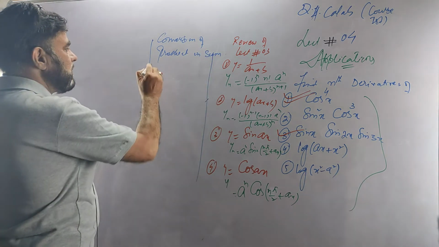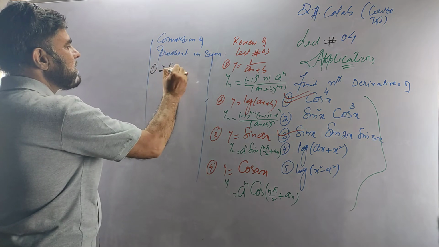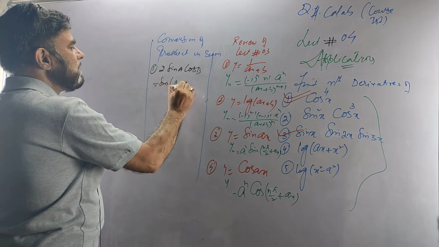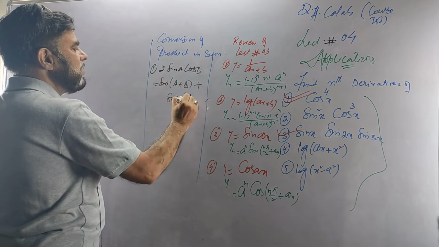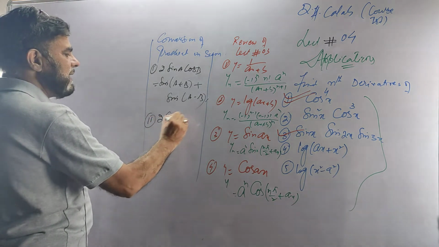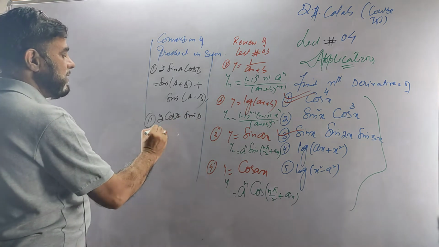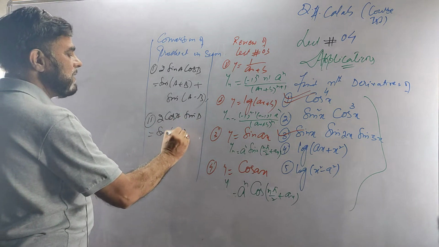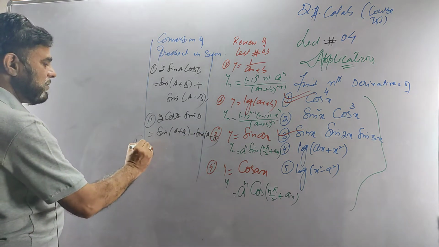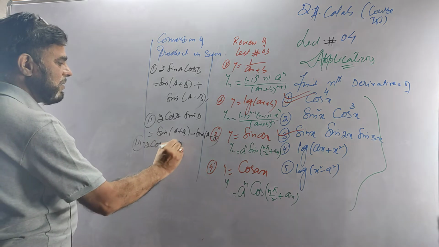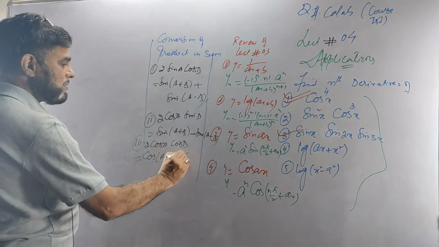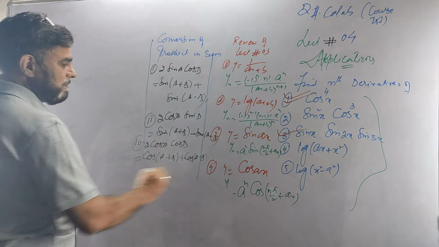First formula I will write. Suppose you have twice sine A cos B. It is sine of A plus B plus sine of A minus B. Second formula, you have twice cos A sine B. How do you write it? It is sine of A plus B minus sine of A minus B. Then third, you have twice cos A cos B. How do you write it? It is cos of A plus B plus cos of A minus B. Okay?